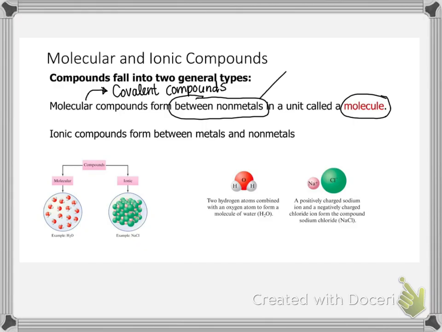So examples could be water, H2O, that's all nonmetals. It could be one of our sugars, glucose. It could be something like hydrogen peroxide, which is H2O2. It could be carbon dioxide, CO2. So when I look at the formula and I see all nonmetals, these are molecular compounds and exist in units called molecules.